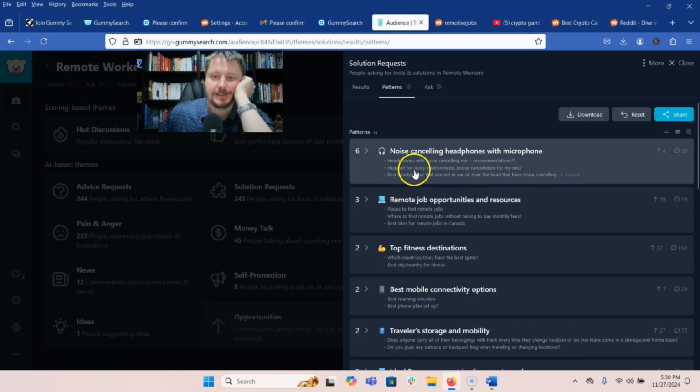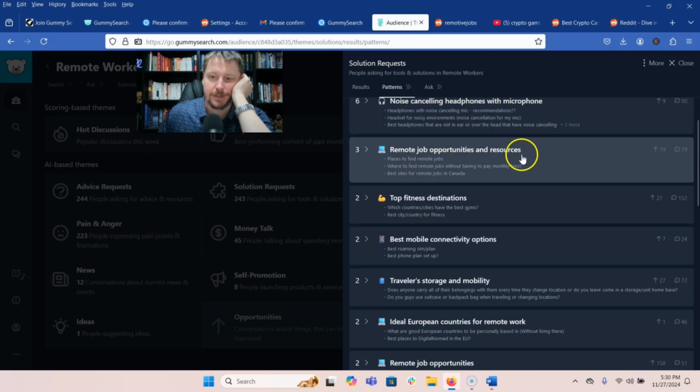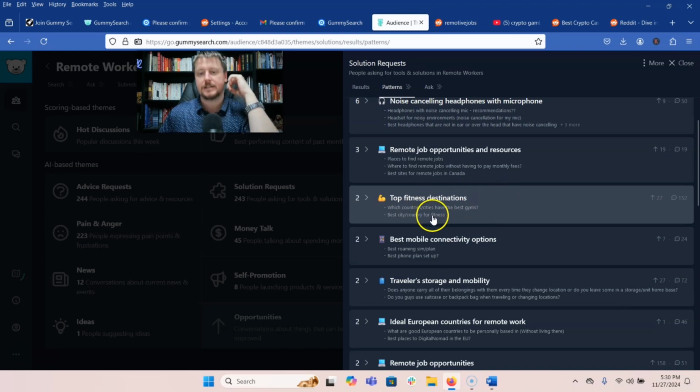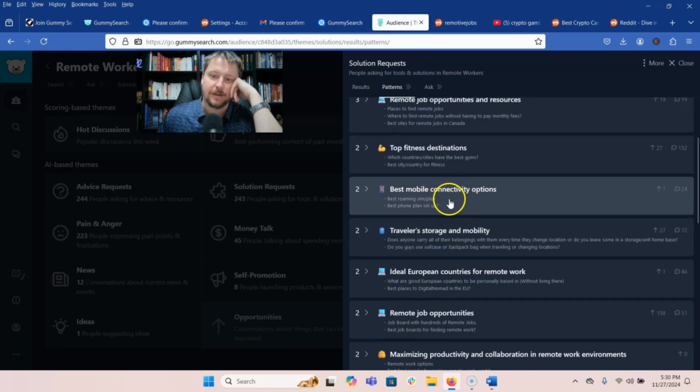Well, look at this. This is interesting. So people in the remote industry are looking for noise-canceling headphones with microphone, remote job opportunities and resources, how to get the best cities and countries to live in, what the best gyms for the nomad lifestyle are, and the best mobile connection options so they can work as a nomad.